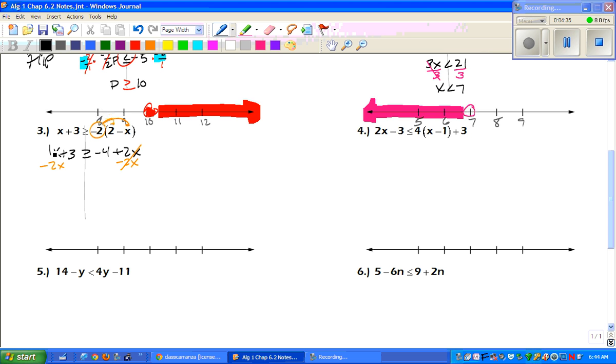Remember, that's 1x, and 1 minus 2 is negative x. Subtract 3 from both sides. Negative x is greater than or equal to negative 7. And remember, x is not by itself because there's that negative sign there. So you need to divide by negative 1, and we get x, we get 7. I just divided by a negative, so we have to flip the sign. So x is less than or equal to 7.